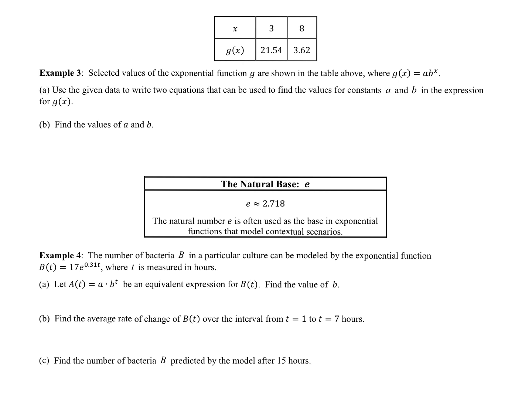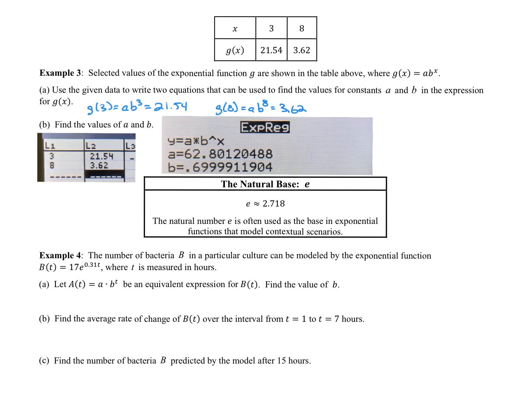And so we're going to find, sorry, not f, but g. So we're going to find g of 3, which is equal to a times b to the third, which is equal to this 21.54. And then we're going to find g of 8, which is equal to a times b to the what power? 8th power, which is equal to this 3.62. All right, and then we're going to go to Stat and Edit. So after we put it in our list, then we go to Stat, Calc, Exponential Regression, and we can find our a and b that way.